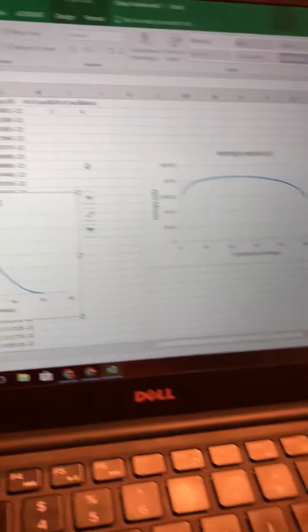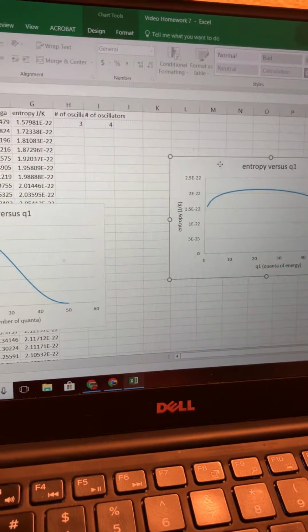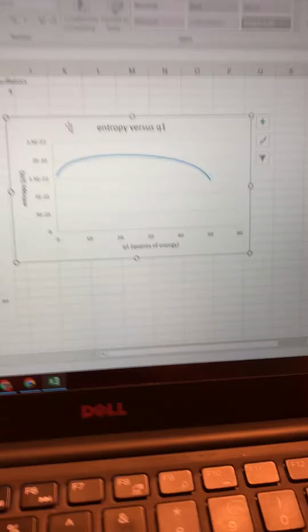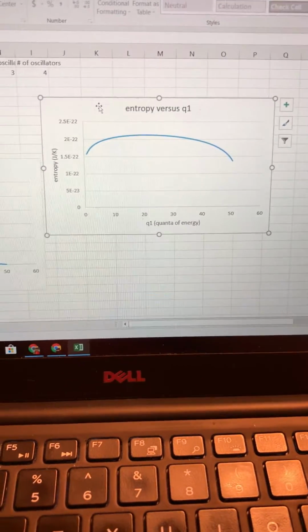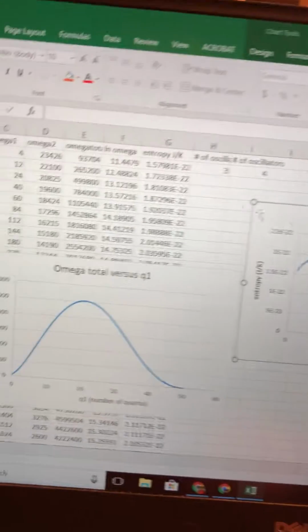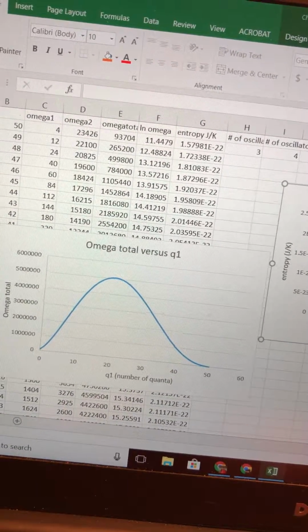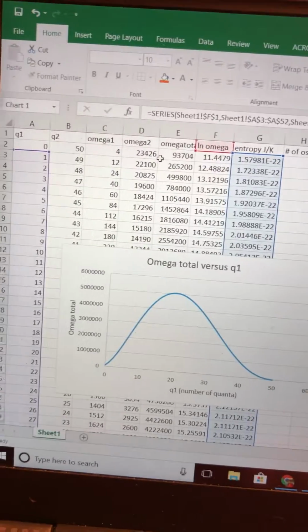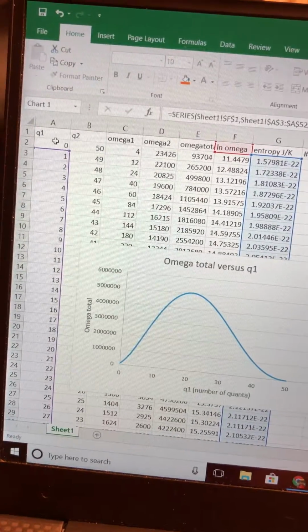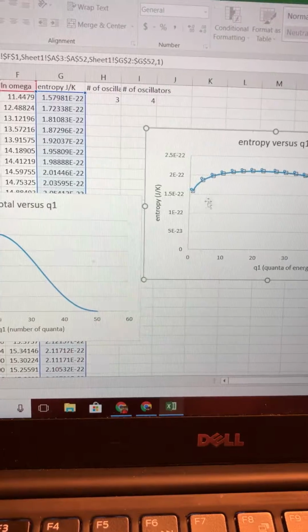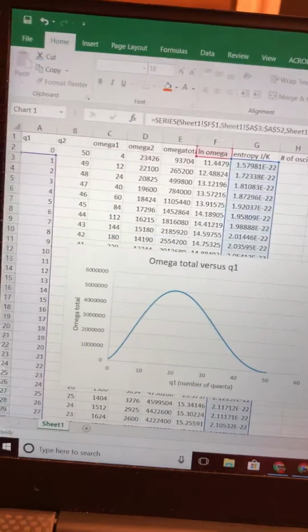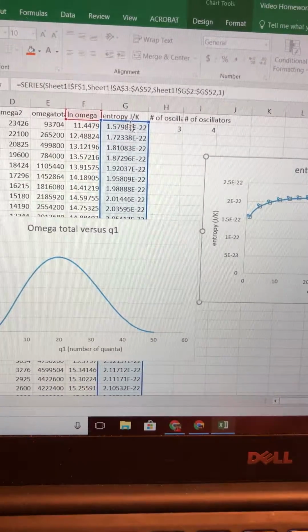And then for the next one, I did entropy. So for entropy, take this graph over here. It's entropy, in joules per Kelvin, over Q1 quanta of energy. And for this, I just took Q1, and I didn't include the 0 because it was creating this line from here down, which did not look pretty, so I didn't include 0. And then you just graph entropy in joules per Kelvin.